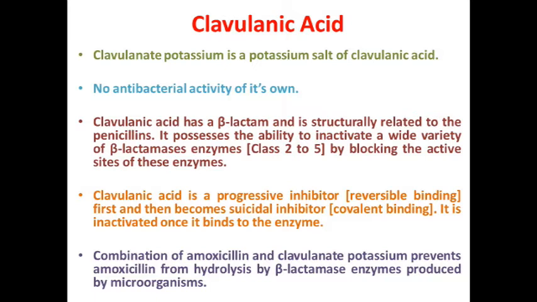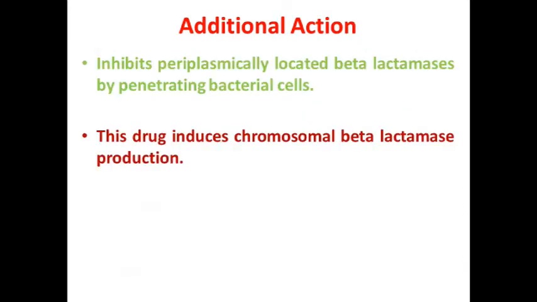The combination of amoxicillin and clavulanic acid prevents amoxicillin from hydrolysis by beta lactamase enzymes. Definitely they are blocking beta lactamase, and that's the main issue when you are using amoxicillin in cases of gram negative organisms, and to an extent even gram positive organisms. If you block these enzymes, then amoxicillin has the full power to go and attack the microorganisms and kill them. Now if you want to see some additional actions, additional sites at which it can block beta lactamase, it also inhibits beta lactamase which are located in the periplasmic sites.